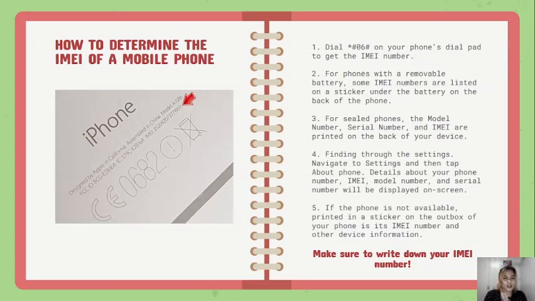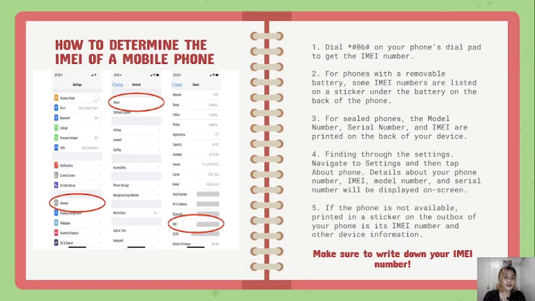If physical checking cannot be applied to your device, you can also check it by navigating through the settings. We need to first go to the settings, tap About Phone, or tap General Settings, then About Phone, and it will show you the details about your phone such as the IMEI number, the model number, and the serial number.